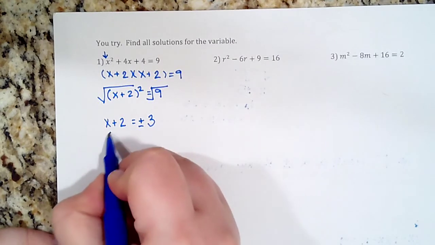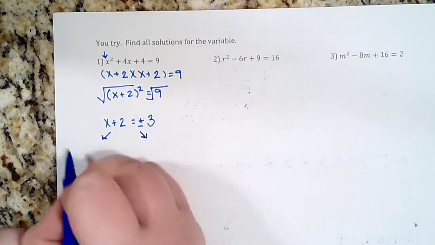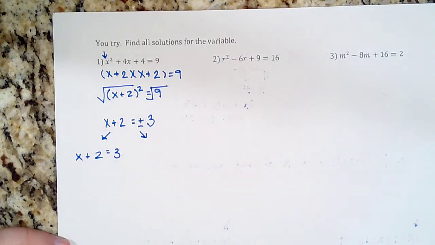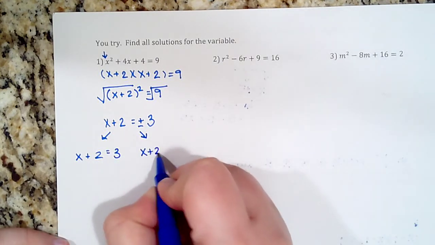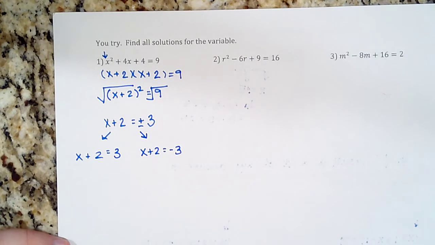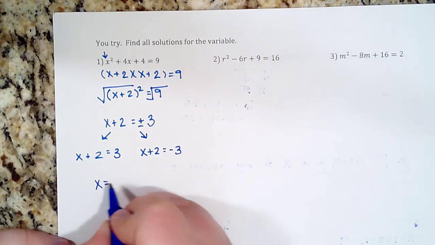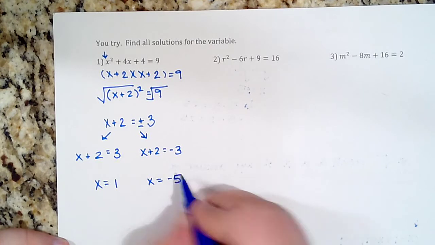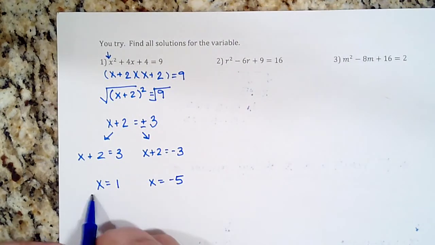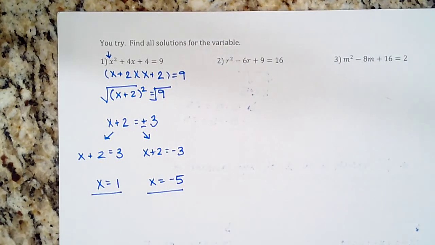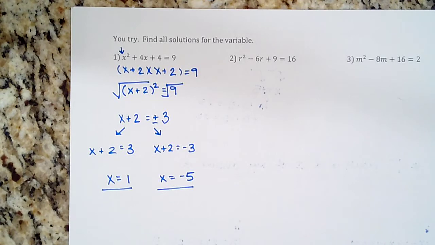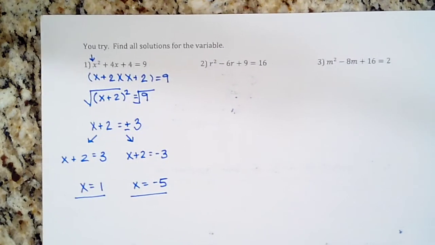All right, let's jump down to our 2 solutions. We have x plus 2 equals positive 3, and we have x plus 2 equals negative 3. Solve those, we get x equals 1 and x equals negative 5. And those are your final answers. Please show all of these steps on your homework, at least for the first few problems, so I know that you've got this down and you're not just winging it.